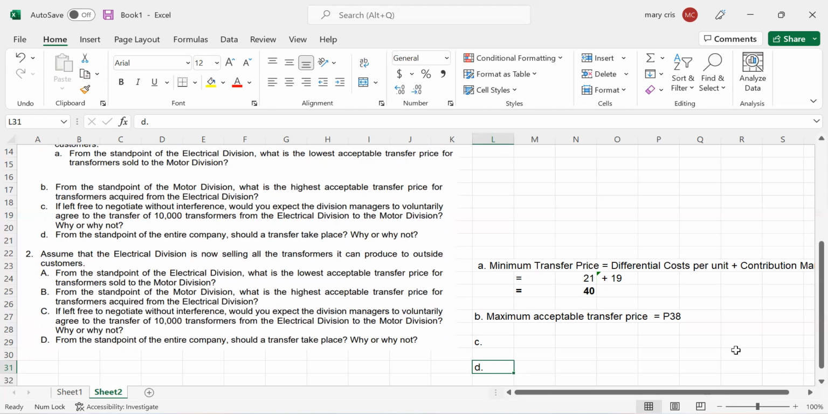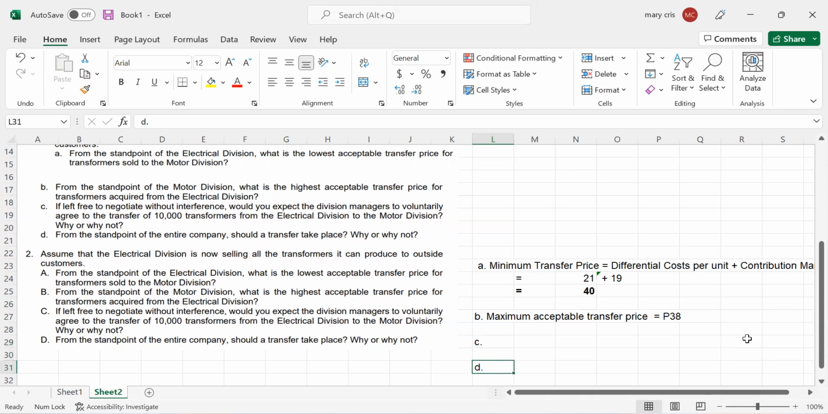So most probably hindi willing si electrical company to bargain it to 38 pesos. Hindi rin willing si motor division na bumili at 40 pesos kasi nga para sa kanya 38 lang yung maximum na pwede niyang i-accept, or yung pwede niyang ma-accept na transfer price. Okay? So, dito sa number 3, the answer would be no. Most probably, hindi. Kasi nga, incompatible, hindi siya swak or hindi siya fitting sa kung ano yung gusto mangyari ng each of the division managers.